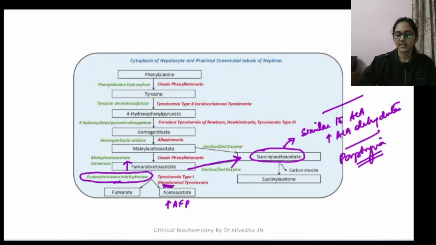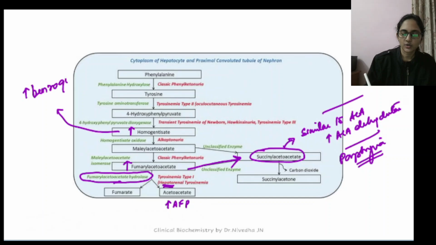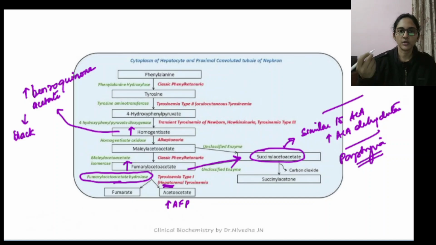And what are the different manifestations of alkaptonuria? Yes, what increases? Homogentisate levels increase, or homogentisic acid levels increase. That will get oxidized and it will form benzoquinone acetate. Yes, it will form benzoquinone acetate. And that is responsible for the blackening of urine on standing. It's a classical feature of alkaptonuria. Is it not? Yes, very good.